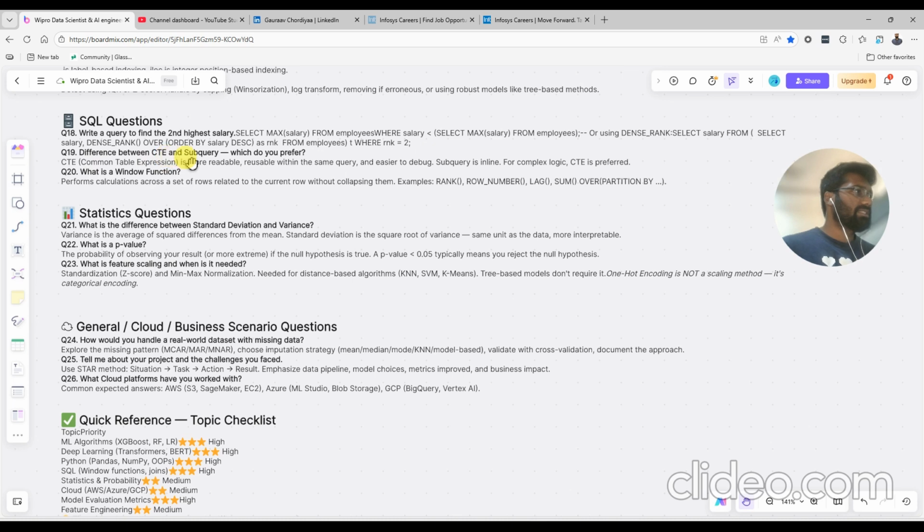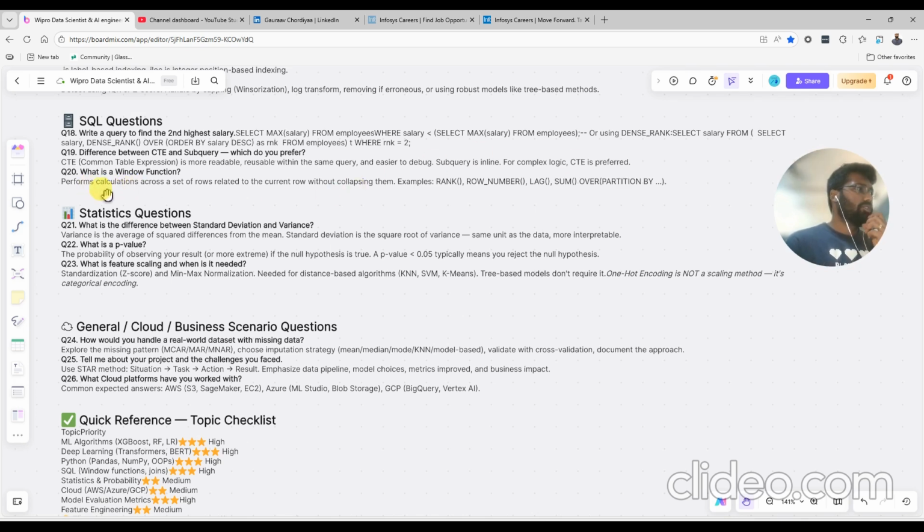What is the difference between a CTE and a subquery, and which do you prefer? So CTE is a common table expression, which is more readable, reusable within the same query and easier to debug. A subquery is inline, for simple logic. CTE is preferable. मैं भी CTE यूज़ करता हूँ. For example, I have a very big data set, and from that I need some columns, and on those columns I have to run a window function or some other logic. I can just write the CTE and write my logic over there. So this is how you prepare.